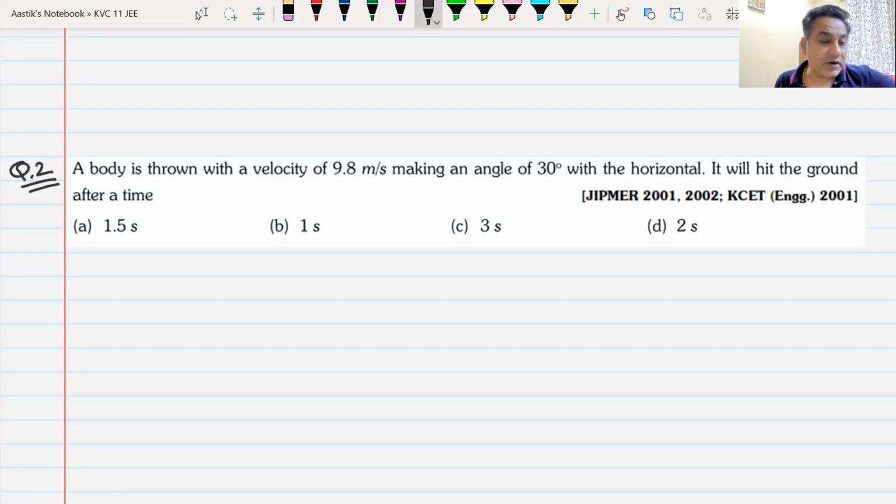A particle or body is thrown with a velocity of 9.8 meter per second, making an angle of 30 degrees with the horizontal. It will hit the ground. So what are they asking? They're asking you the time of flight. It will hit the ground after how much time? Do it fast.